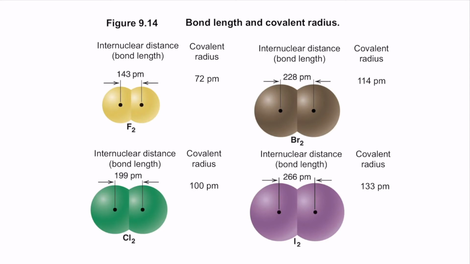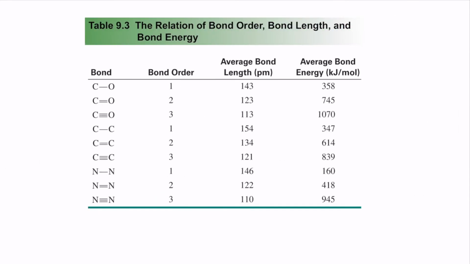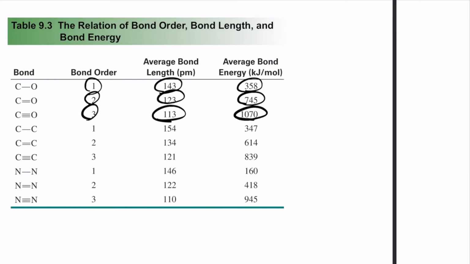Now let's talk about bond length and the covalent radius. So we have an internuclear distance. Internuclear distance is the bond length, and the covalent radius is generally half of the original value of the bond length, and we round it off to the nearest value. That rounded value is what we generally call the covalent radius. Now the higher the bond order, notice that there is a decrease in the bond length and a higher increase in the bond energy. So the higher the bond order, the lower the bond length and the higher the energy.